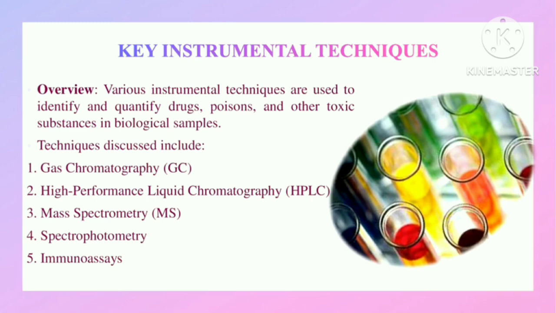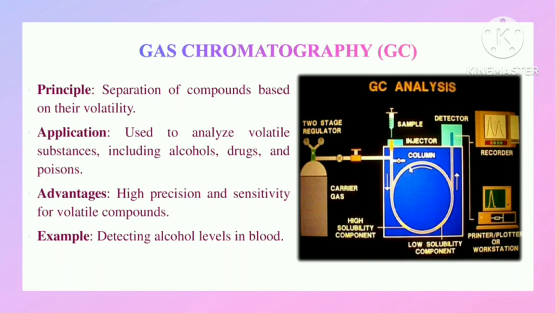these techniques. So starting with gas chromatography, it works on the principle of separation of compounds based on their volatility. It is the most suitable technique to analyze volatile substances including alcohols, drugs and volatile poisons. Its high precision and sensitivity towards volatile compounds makes it a preferable technique for detecting alcohol levels in blood.